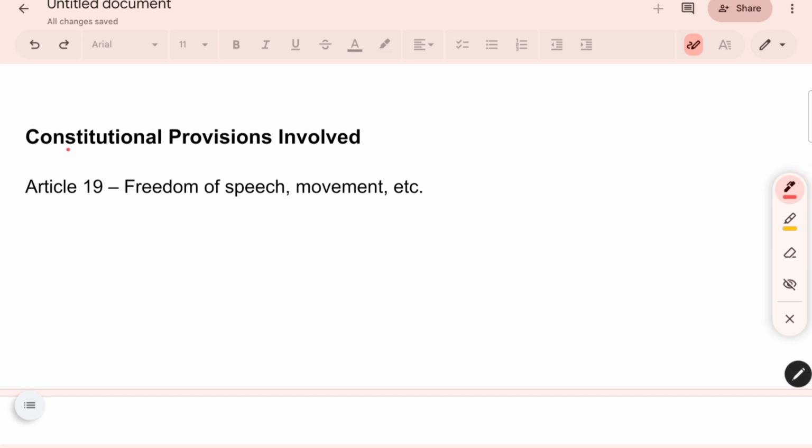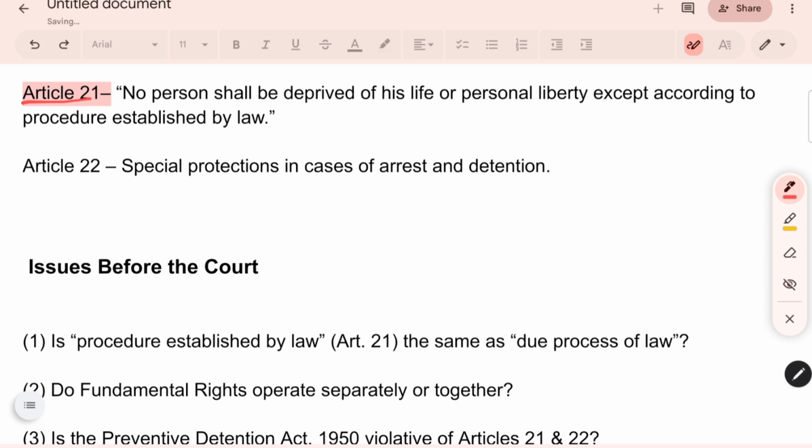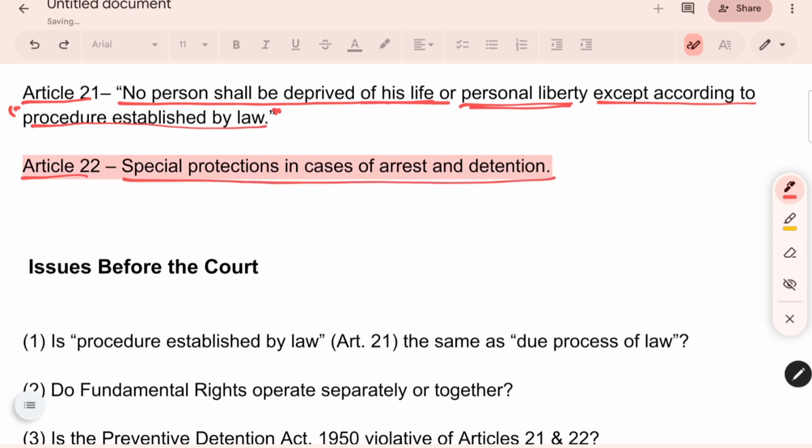Now, what were the constitutional provisions involved in this case? First one was Article 19 of the Indian Constitution, which talks about freedom of speech, movement, etc. Then Article 21, which is a very important article of the Indian Constitution, which says no person shall be deprived of life or personal liberty except according to procedure established by law. Students, please remember right to life and personal liberty and this phrase, procedure established by law, because later I am going to explain this. And lastly, Article 22, that talks about special protection in cases of arrest and detention.